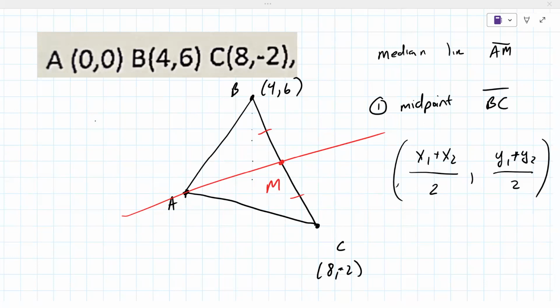So would that be just 6, 2? Yes. And so now on your graph, I want you to put a dot at 6 comma 2. And if you've got a ruler, I'd label it M like I've done here. And if you've got a ruler, draw a line between those 2 points.